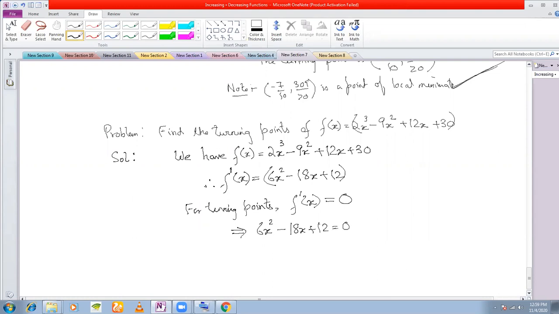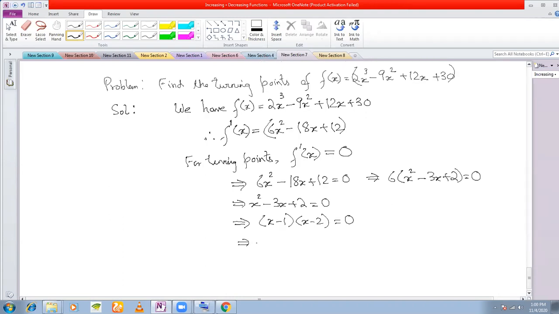So you get 6x square minus 18x plus 12 equal to 0. You're getting a quadratic equation here, right? So in fact, you will get two values of x. You take 6 common, 6 times x square minus 3x plus 2 equal to 0. That means you get x square minus 3x plus 2 is equal to 0. Now you factorize this, middle term factorization, you will get x minus 1 into x minus 2 is equal to 0. So that means what are the values of x? Either x is equal to 1 or x is equal to 2.